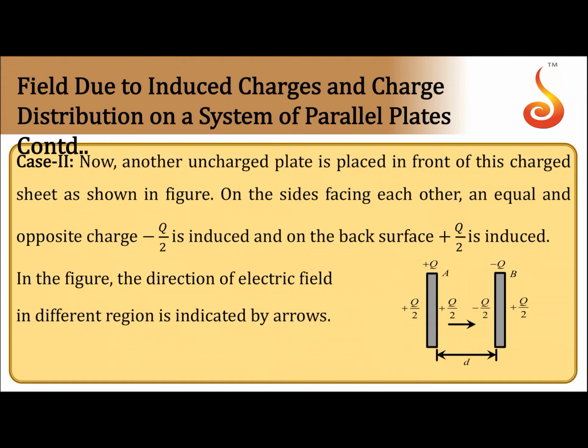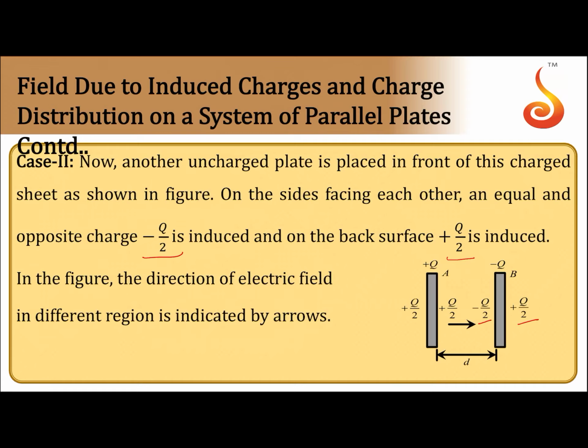Now if we consider the next case, suppose another uncharged plate is placed in front of this charged sheet as in the diagram. So one was there, now another uncharged plate is placed. Then what happens? Equal and opposite charge, minus q by 2, is induced on the front surface, plus q by 2 is induced on the back surface. Minus q by 2 on the front surface, q by 2 on the back surface.